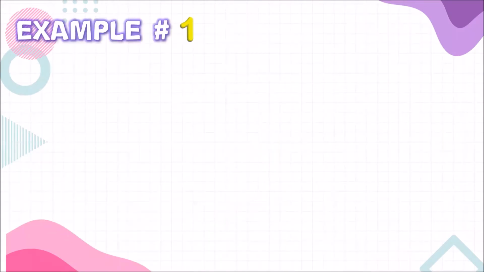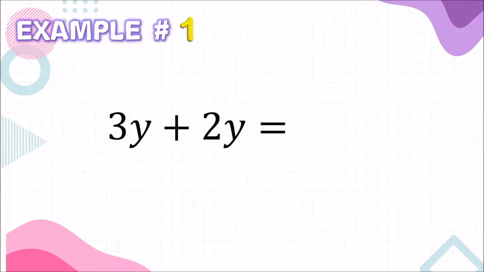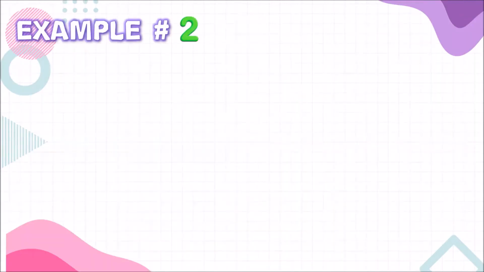Example number 1. We have 3y plus 2y. So 3y and 2y are like terms because they have the same variable, which is y. So what you're going to do is just copy the common variable y and then just add 3 plus 2. So 3 plus 2, we have 5. So the answer is 5y.